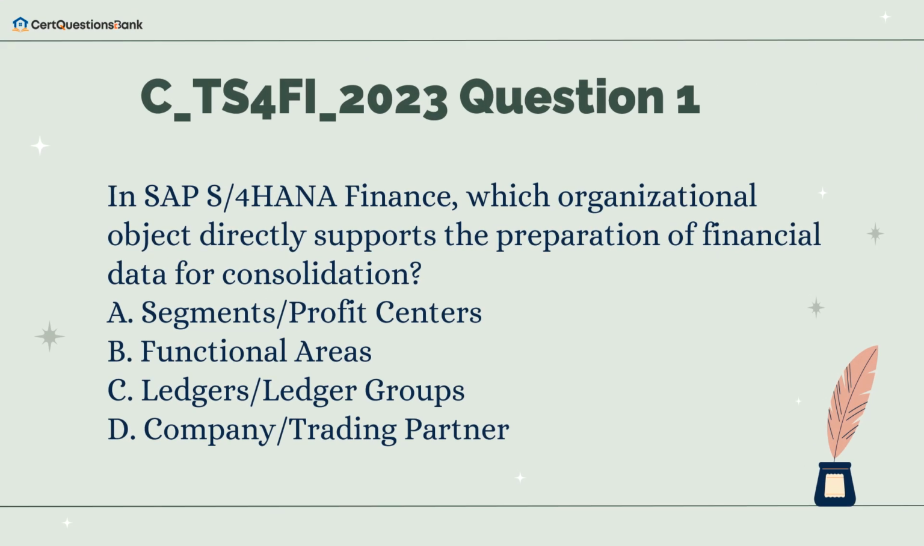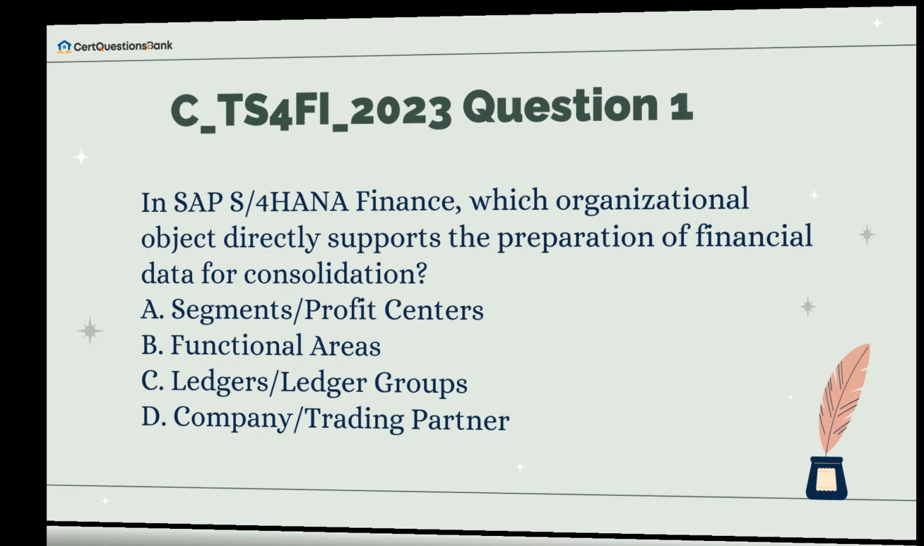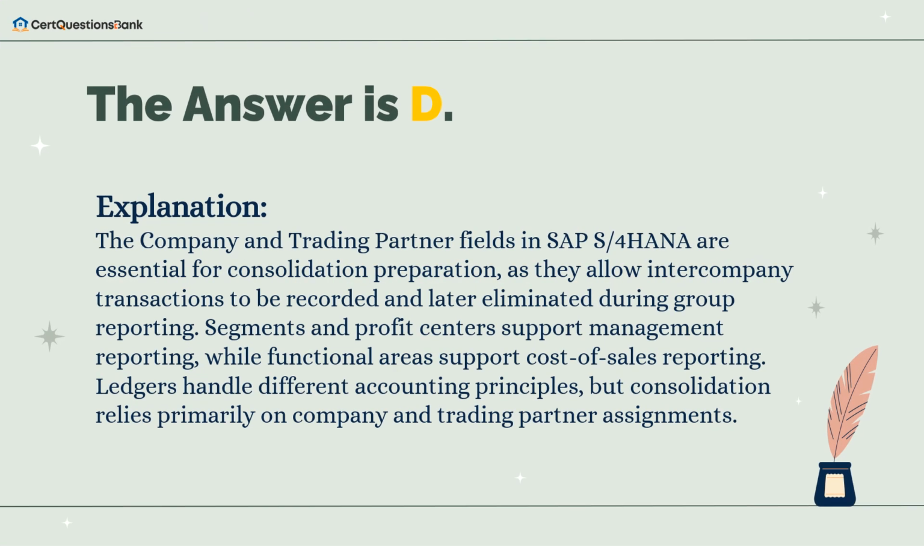In SAP S/4HANA Finance, which organizational object directly supports the preparation of financial data for consolidation? A. Segments, profit centers. B. Functional areas. C. Ledgers, ledger groups. D. Company, trading partner. The answer is D.